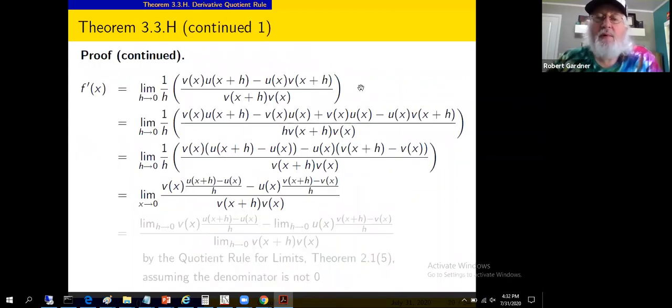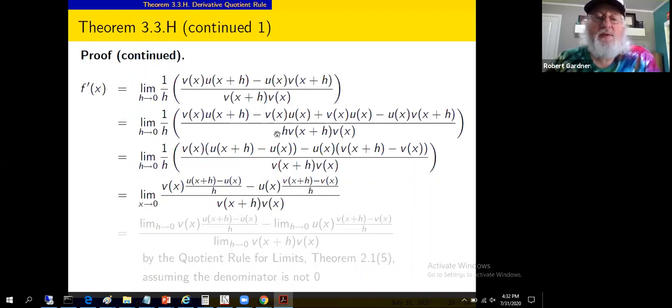Picking up on the next slide, that's where we left off on the previous slide. Here's something uninspired, though you shouldn't be surprised to see this after going through the product rule. Let's subtract v of x times u of x, and let's add v of x times u of x. Can't argue with the validity of it. I'm adding zero, so certainly we get an equality here. I haven't really done anything, but I haven't done anything in a very clever way.